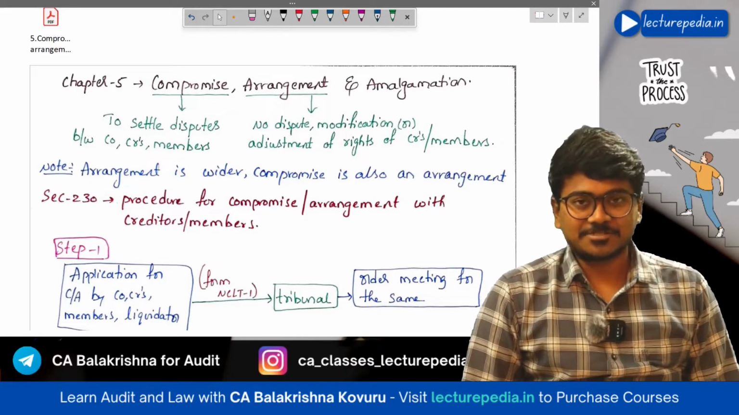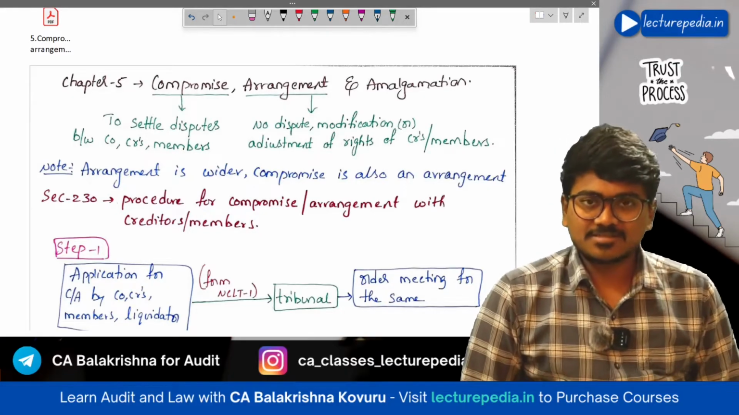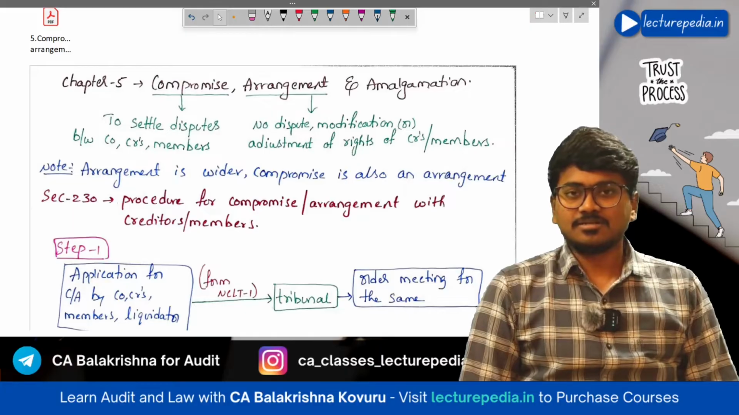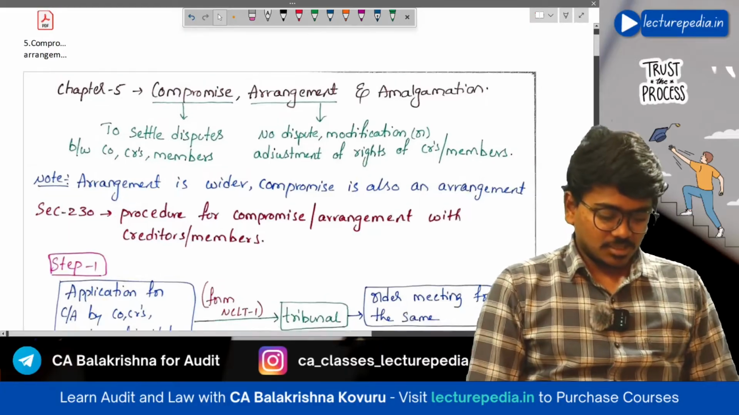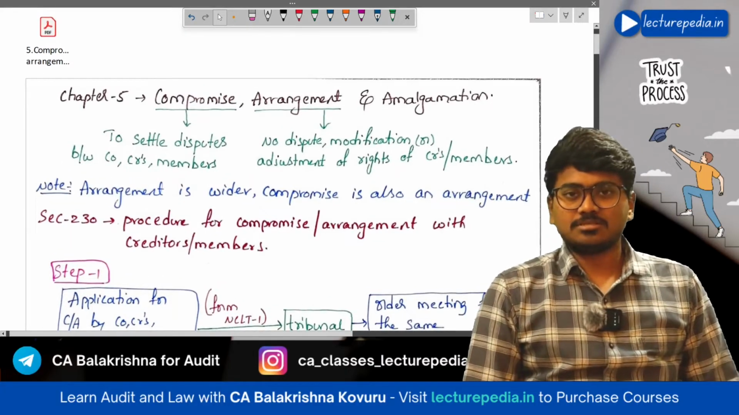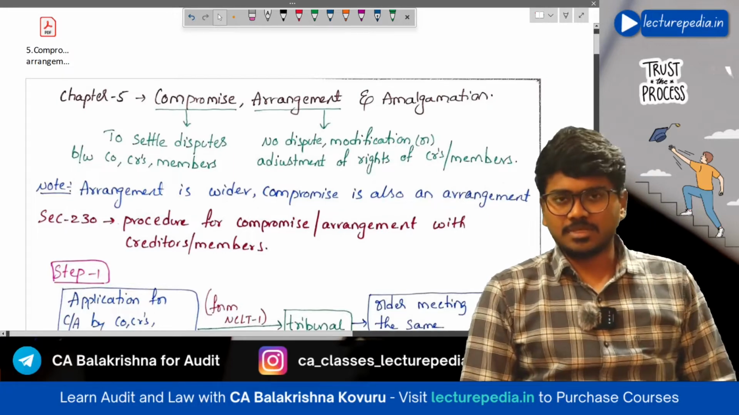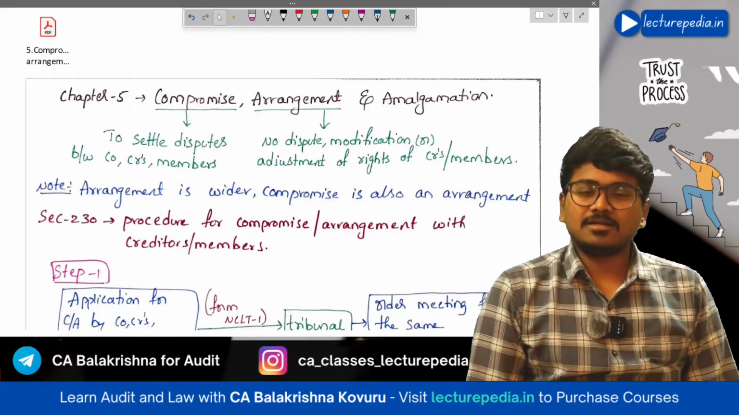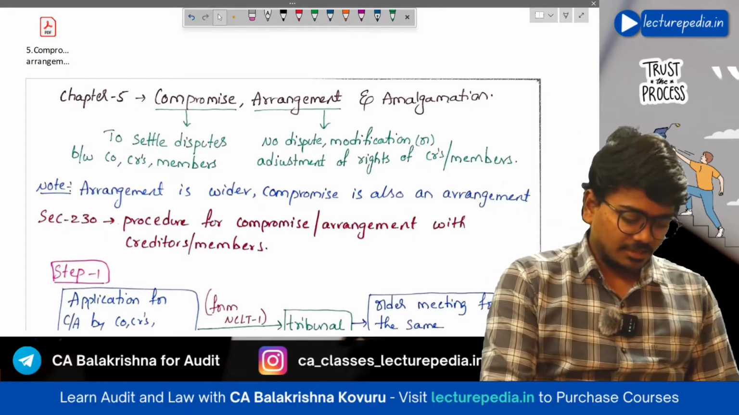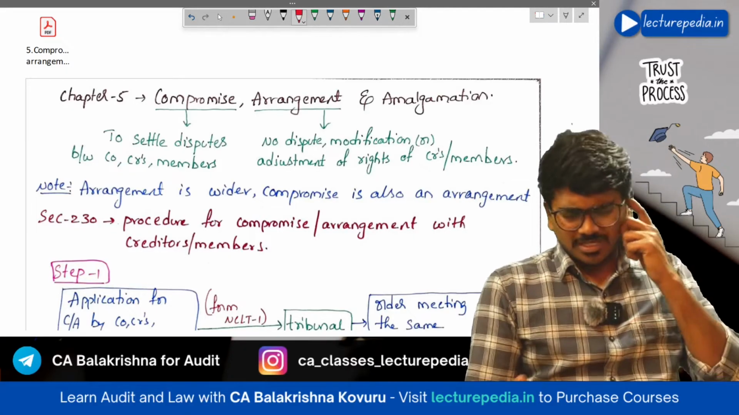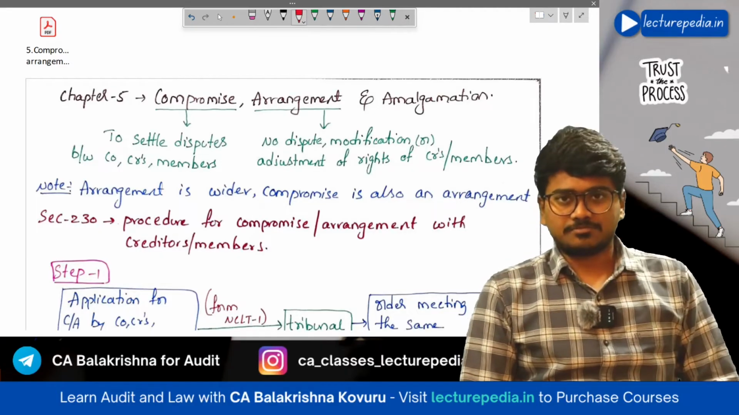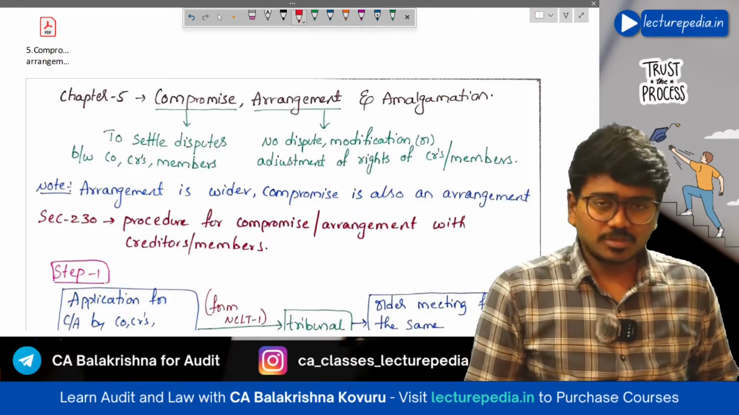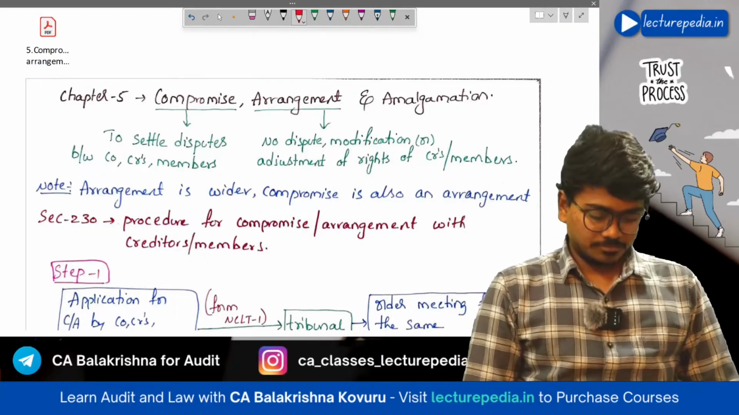Even I am fantastic. In today's class, we'll be starting with the fifth chapter from the Companies Act, that is compromise, arrangement, and amalgamation. Basically, this chapter is a very small chapter and easy to understand. And the weightage of this chapter would be 2 to 3 marks for your exam.